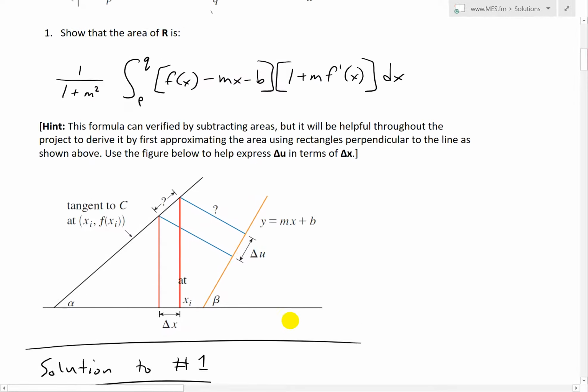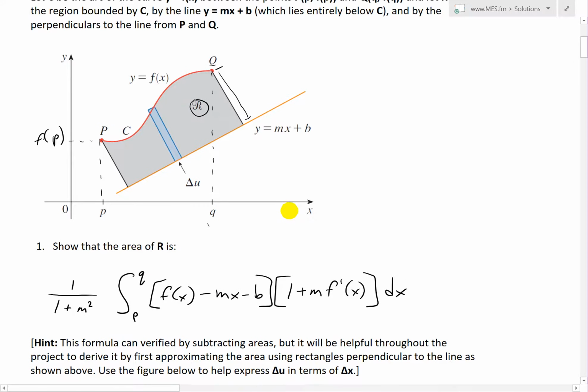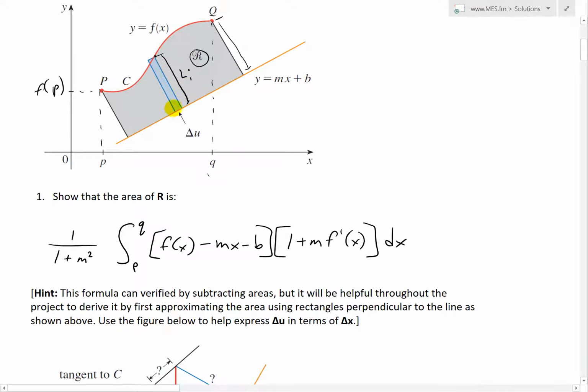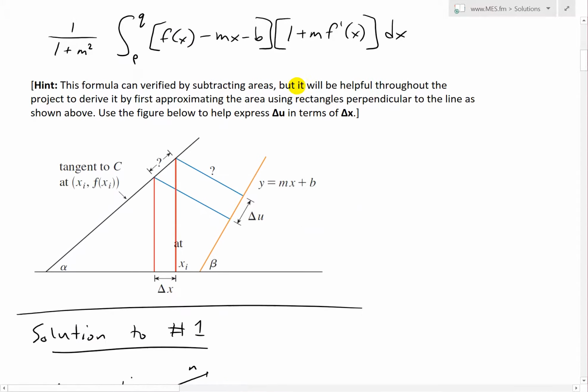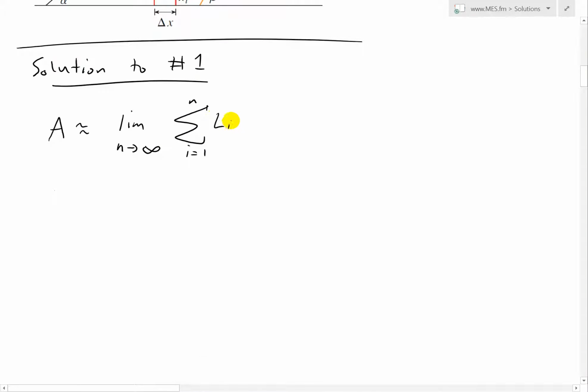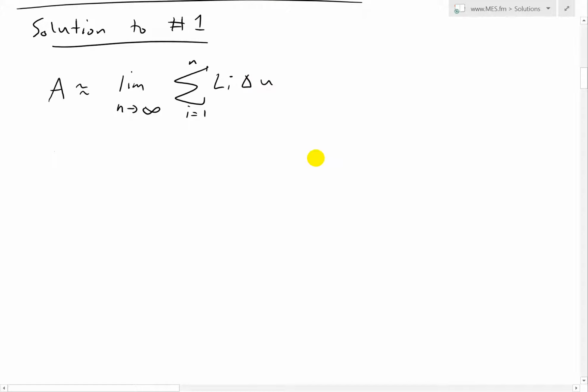And then we take a small section, which is this rectangle, and this is delta U, and we'll consider this length here to be Li. So the area of this rectangle is going to be Li times delta U, and then we sum it up to infinity. So this is the area. So we need to find Li and delta U in terms of x.